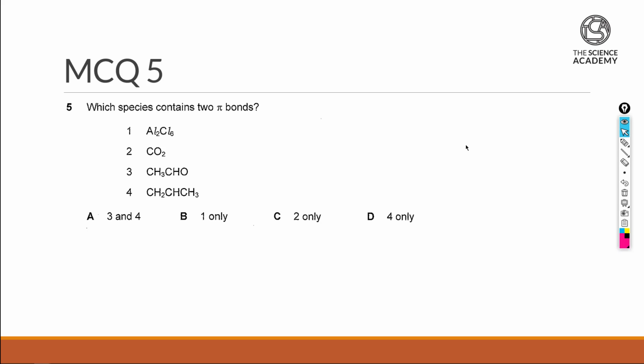In MCQ number 5, this is a chemical bonding question, and we are tasked to find out which of these 1, 2, 3, and 4 species actually contains a total of 2 pi bonds. So just a very quick summary in terms of the allocation of pi bonds as well as sigma bonds.